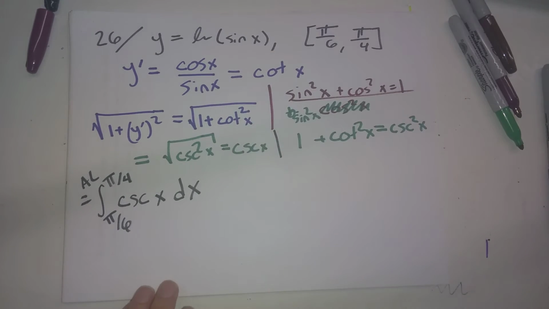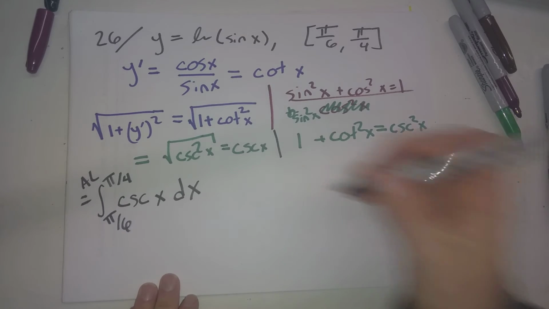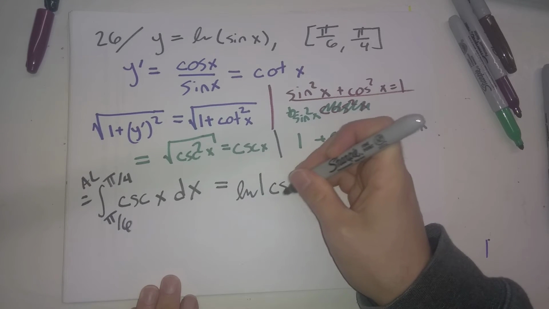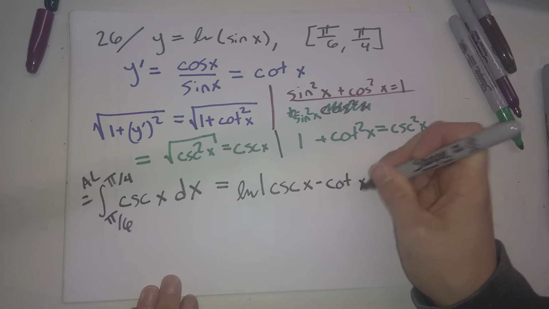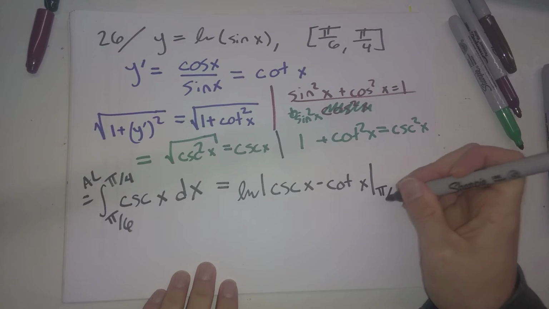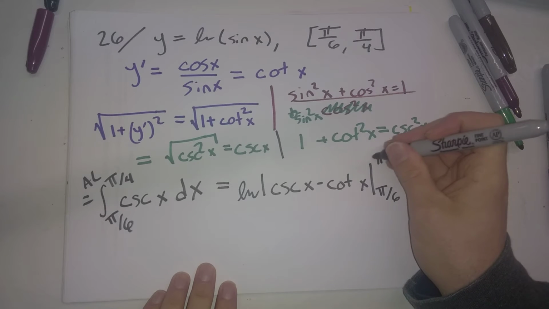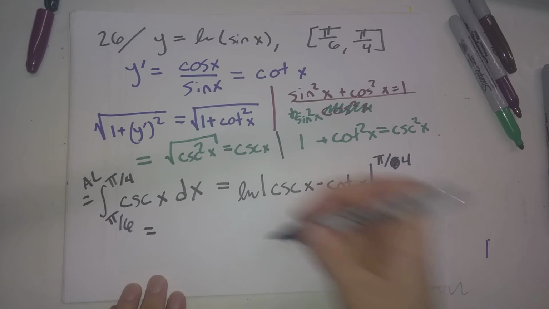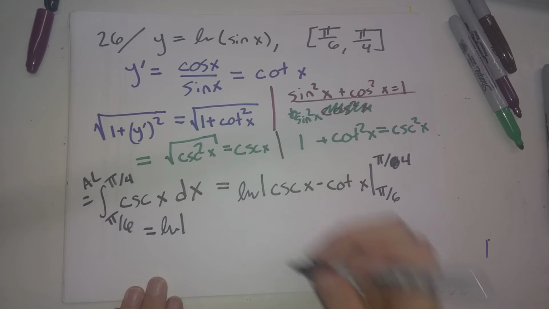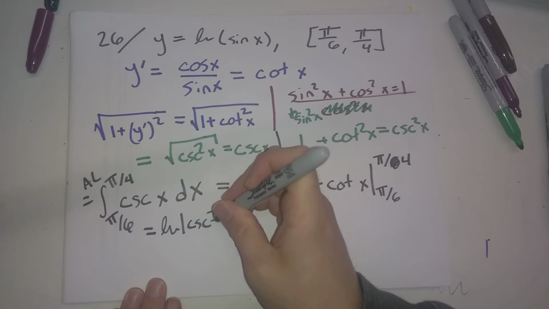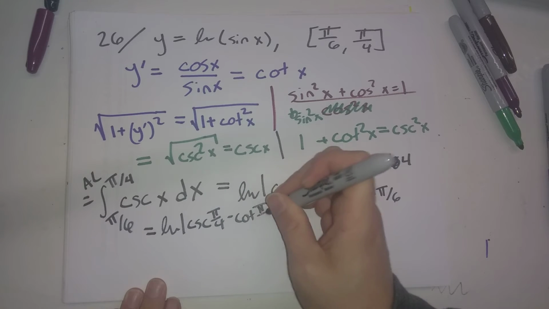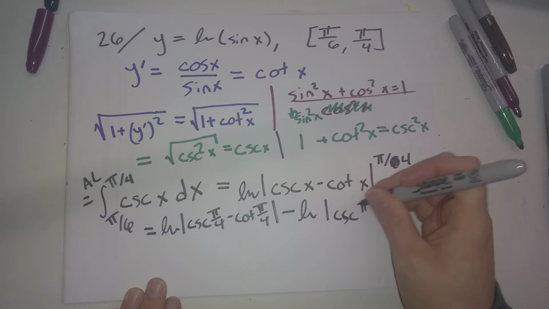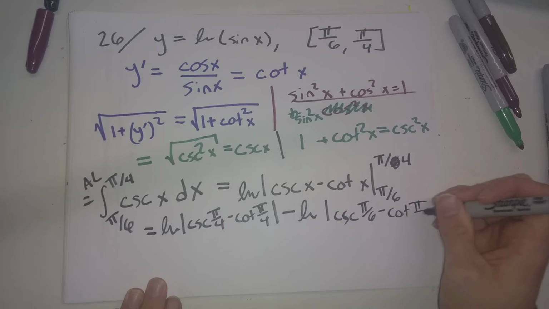I'm going to do this in two parts. First, I'm just going to write down the final answer, and I'll show how you obtain it. The antiderivative of cosecant of x is the natural logarithm of the absolute value of cosecant x minus cotangent x. Plug in pi over 6 and pi over 4. So if we want to simplify this, it's the natural log of the absolute value of cosecant of pi over 4 minus cotangent of pi over 4, minus the natural log of cosecant of pi over 6 minus cotangent of pi over 6.